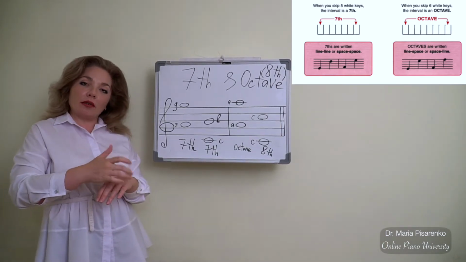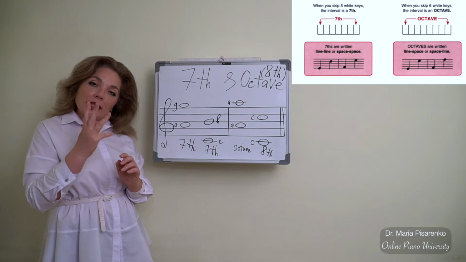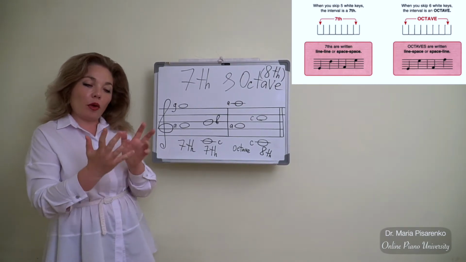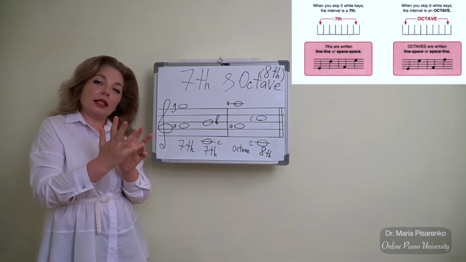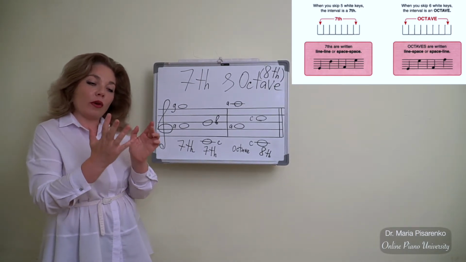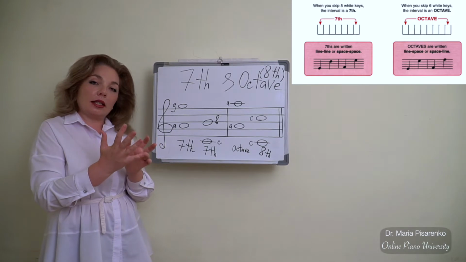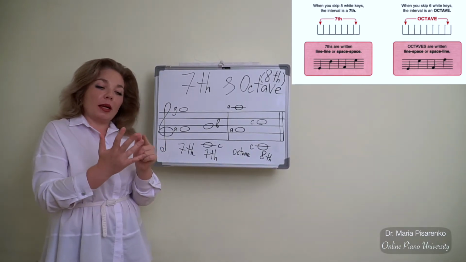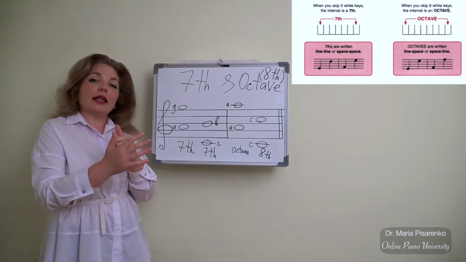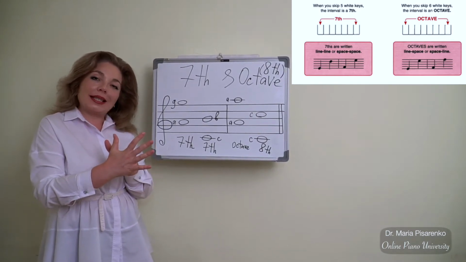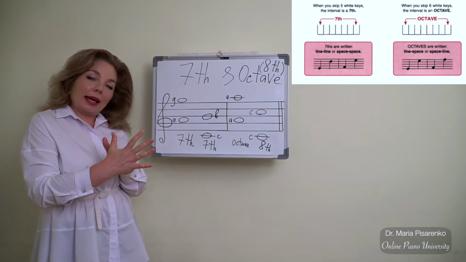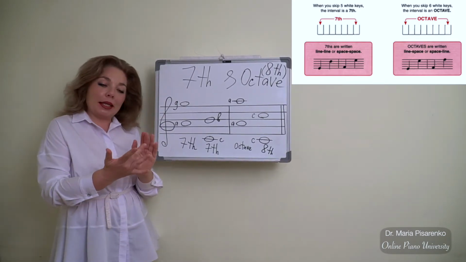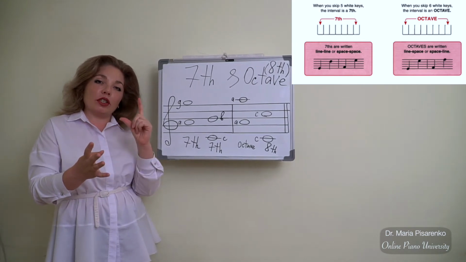If you have the interval involving three letter names A, B, and C, the distance between A and C is a third. A, B, C, D, the distance between A and D is a fourth. A, B, C, D, E, the distance between A and E is a fifth. If you have A, B, C, D, E, F, the distance between A and F is going to be called a sixth. Now you will have a seventh, A, B, C, D, E, F, G.